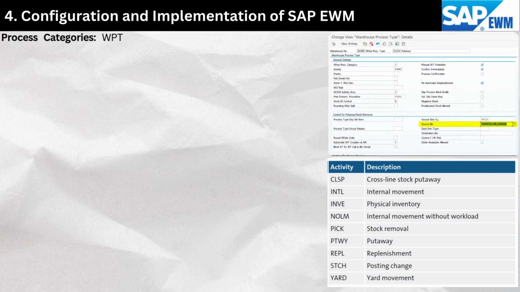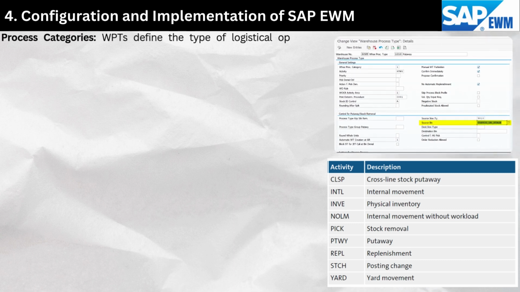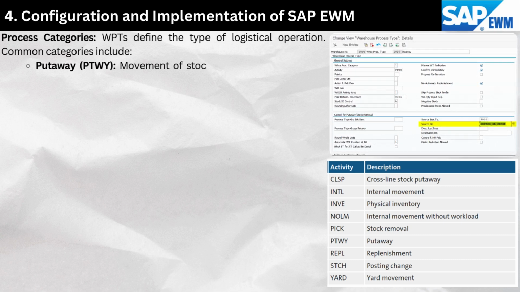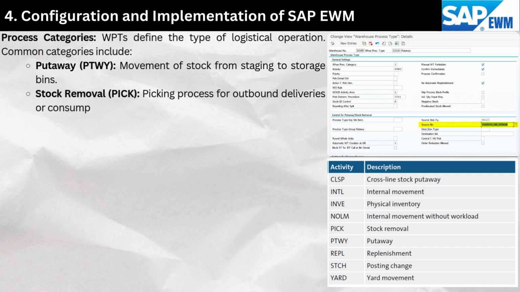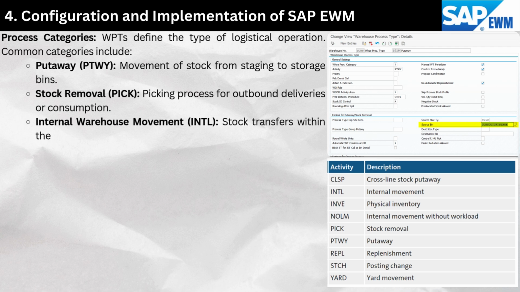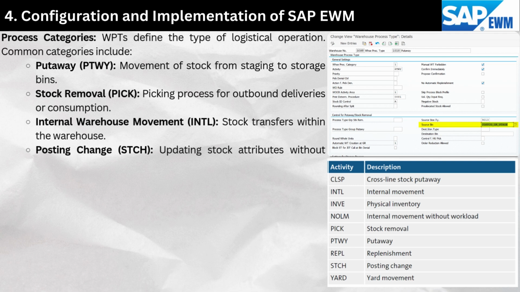Process categories. WPTs define the type of logistical operation. Common categories include put away, PTWI, movement of stock from staging to storage bins. Stock removal, picking process for outbound deliveries or consumption. Internal warehouse movement, INTL, stock transfers within the warehouse. Posting change, STCH, updating stock attributes without physical movement.